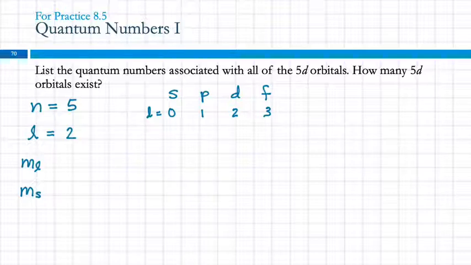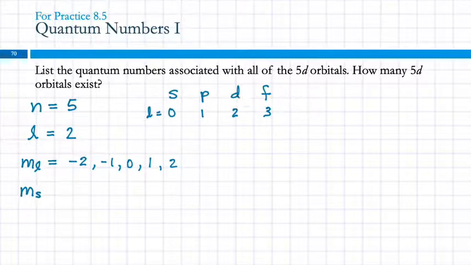And then what are the possible values for m sub l? Yeah, it goes from negative l up to positive l. So negative 2, negative 1, 0, 1, and 2. Well, this is the 1st, 2nd, 3rd, 4th. It's the 3rd, that's where it is.